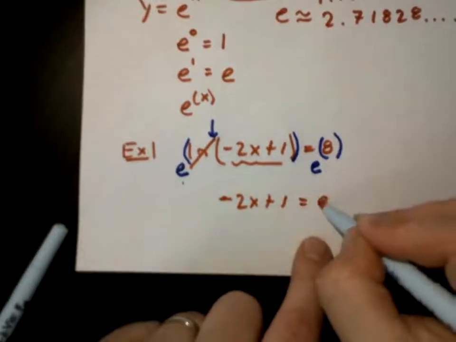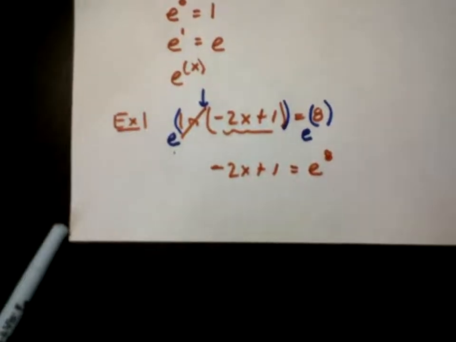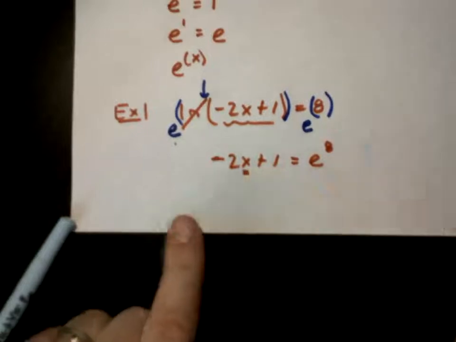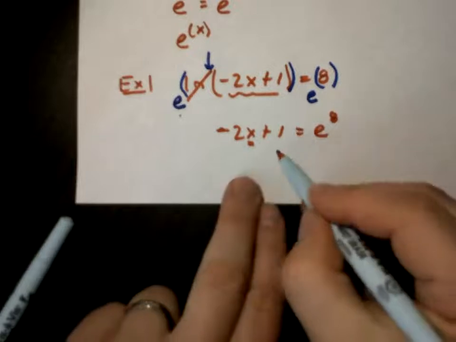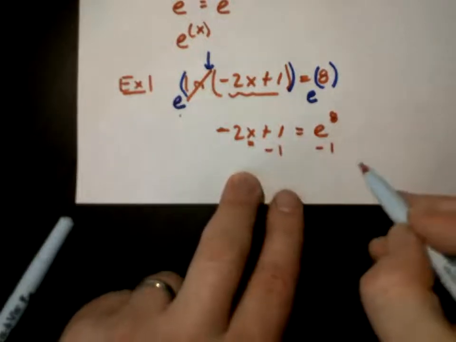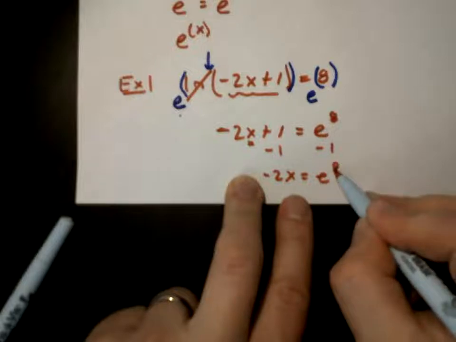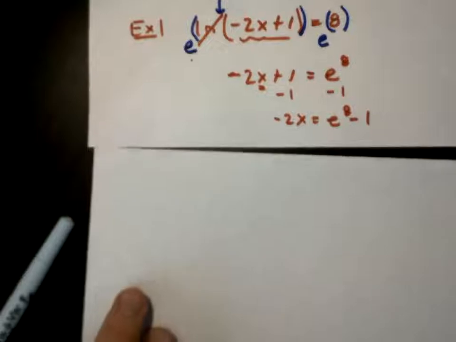Now you have e to the 8. Well, you're probably thinking, okay, what do I do now? Well, you're still solving for x here. I don't care what e to the 8 is. So if we were to solve this, subtract 1 from both sides, you have -2x equals e to the 8 minus 1. And keep going here.